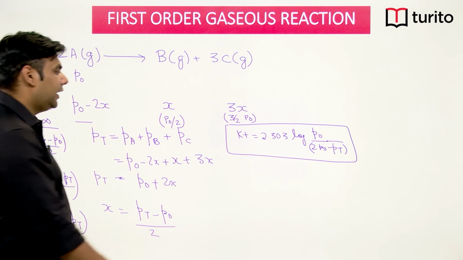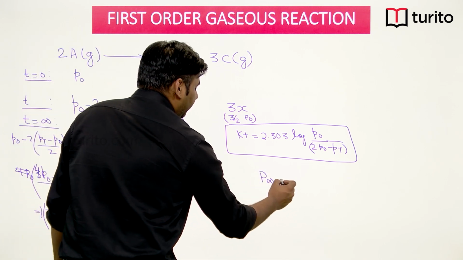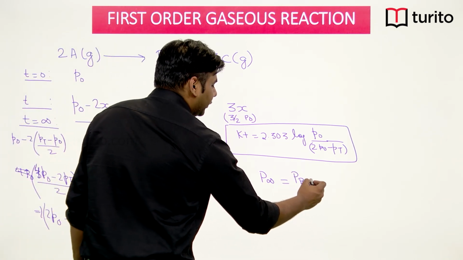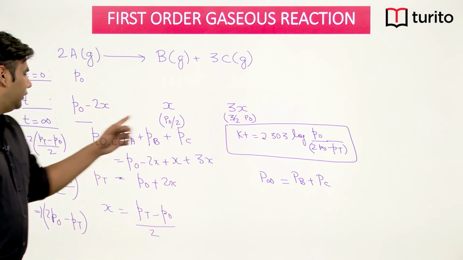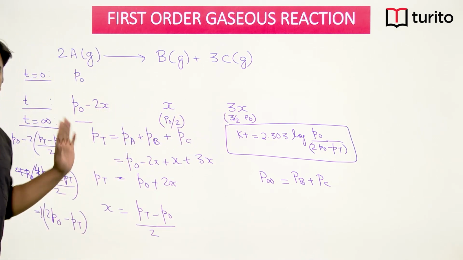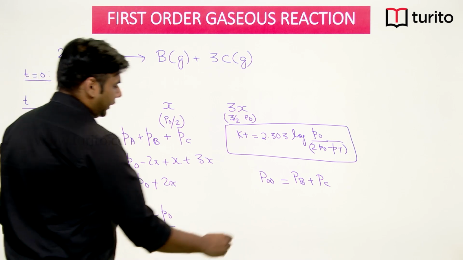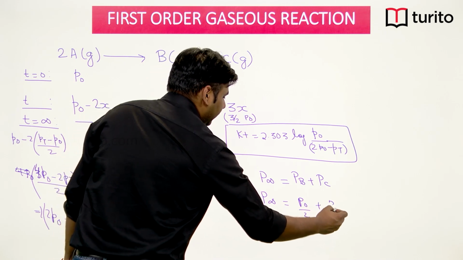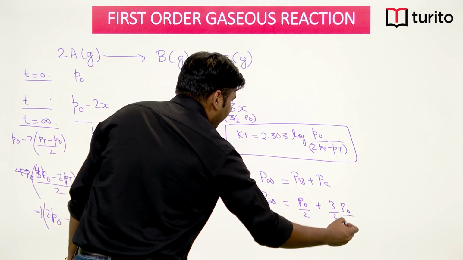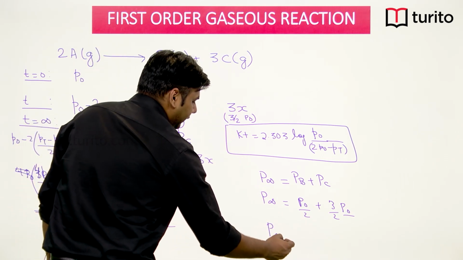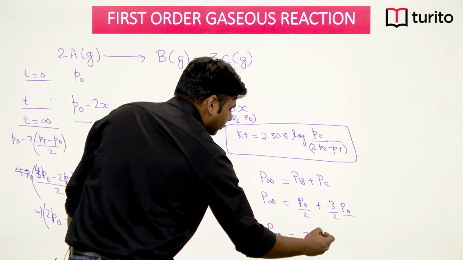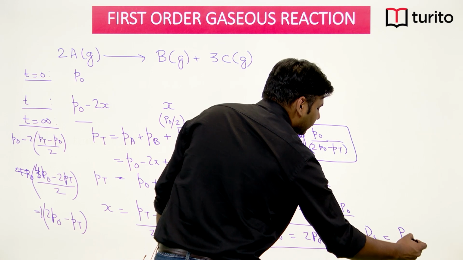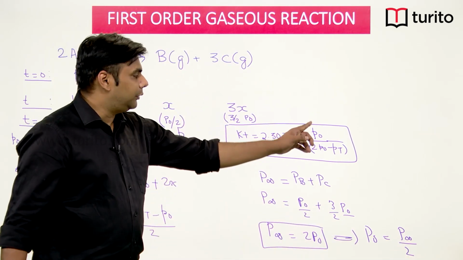So at time t equals infinity, the total pressure would correspond to the sum of partial pressures of B and C, because at time t equals infinity only B and C are left, A is completely exhausted or reacted. So we will write P infinity as P naught by 2 plus 3 by 2 P naught. When you add this, we will get 2 P naught. So P naught would be equal to P infinity by 2. We can put P naught as P infinity by 2.